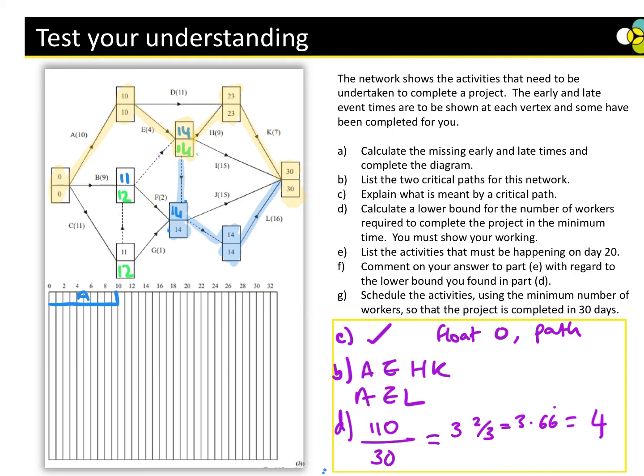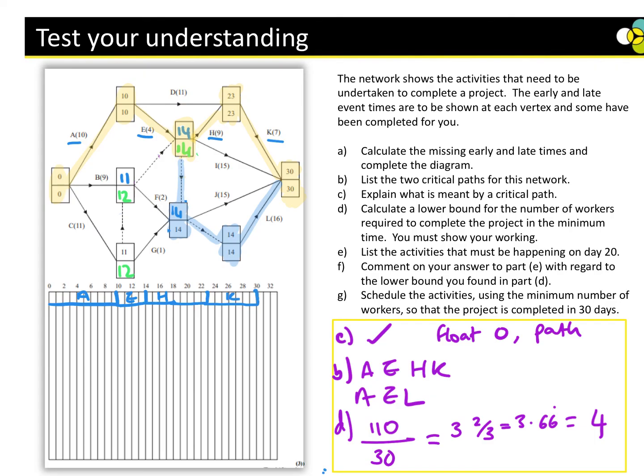Then E is 10 to 14. Then if we do H, 14 to 19. And then K, 23. Yeah, I have drawn H wrong, absolutely. Where should it go to? 23. Yeah, and then K is 23 to 30.